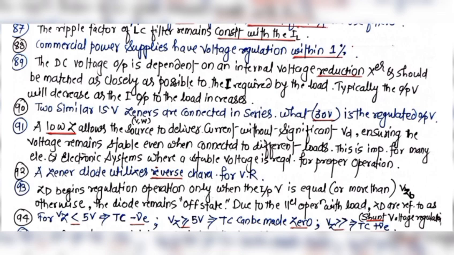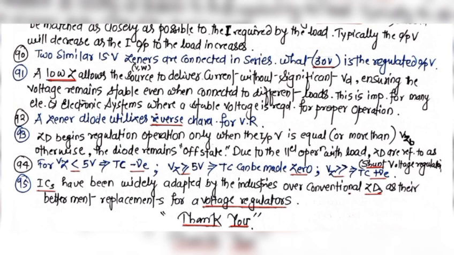If two similar 15-volt Zeners are connected in series, then 30 volt is the regulated output voltage. A low impedance allows the source to deliver current without significant voltage drop, ensuring the voltage remains stable even when connected to different loads. This is important for many electrical and electronic systems where a stable voltage is required for proper operation.